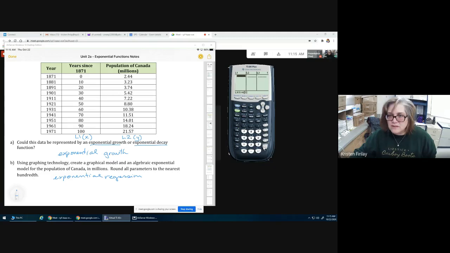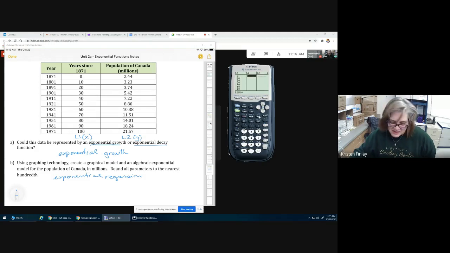So we have 0, 10, 20. I wish there was a shortcut where you could just put it in by tens, but we've got to enter it all in. I mean, it could be worse. We could be doing this calculation by hand, right? 70, 80, 90, 100. So that's our X values.